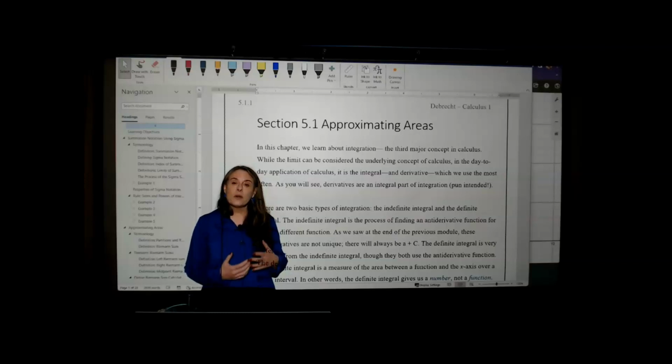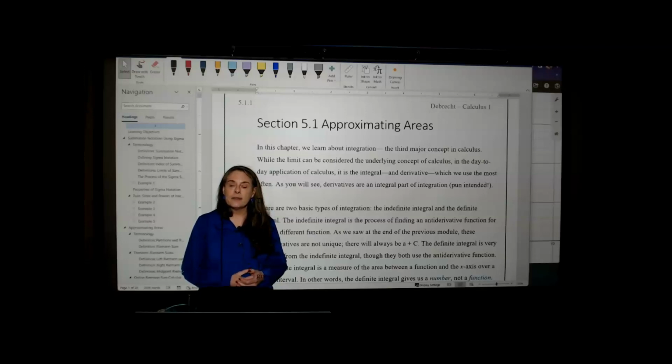To do that, we're going to start by learning how to approximate the area under a curve and above the x-axis. We're going to use what are called Riemann sums to do this, named for Bernhard Riemann, a German mathematician who first formulated them. In the last section, we studied antiderivatives.